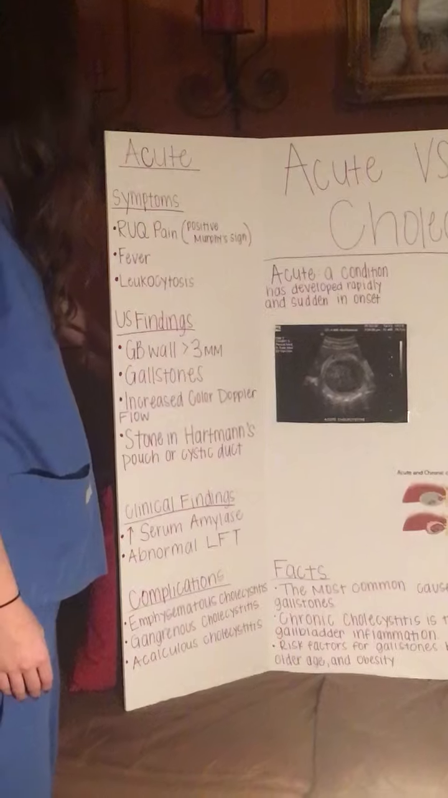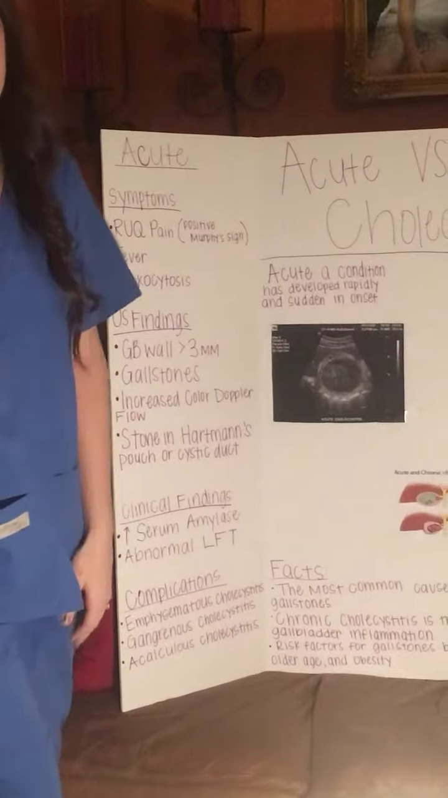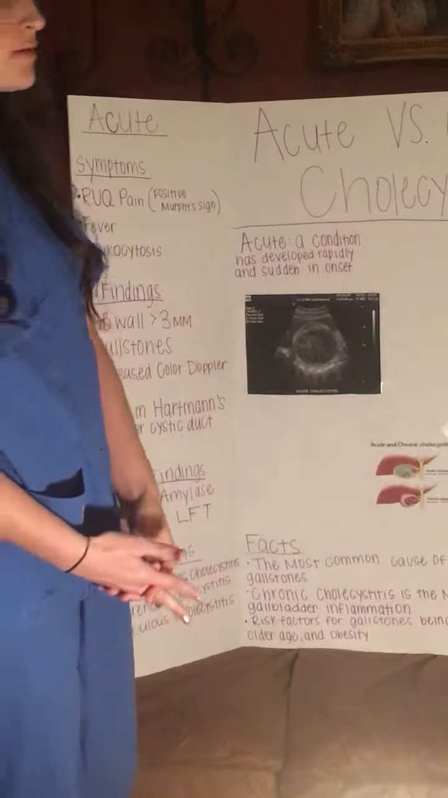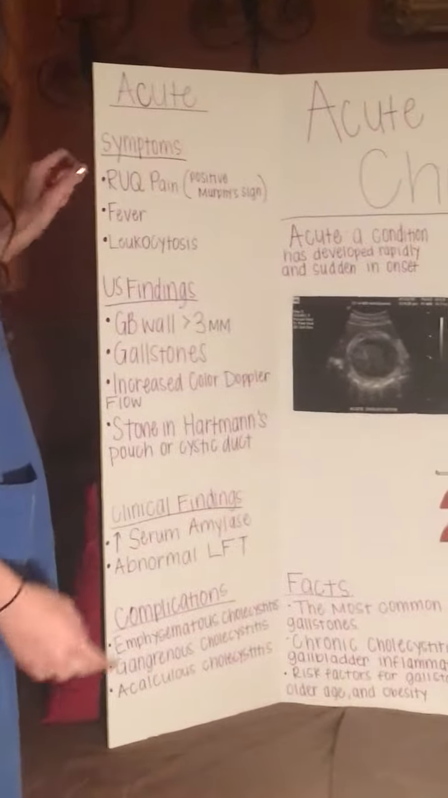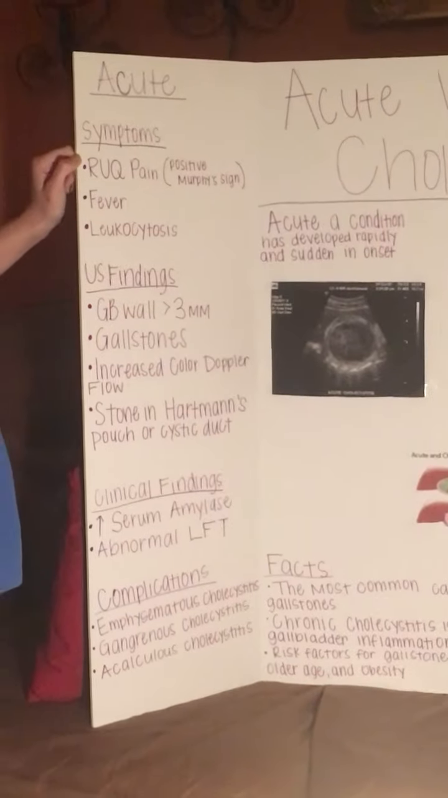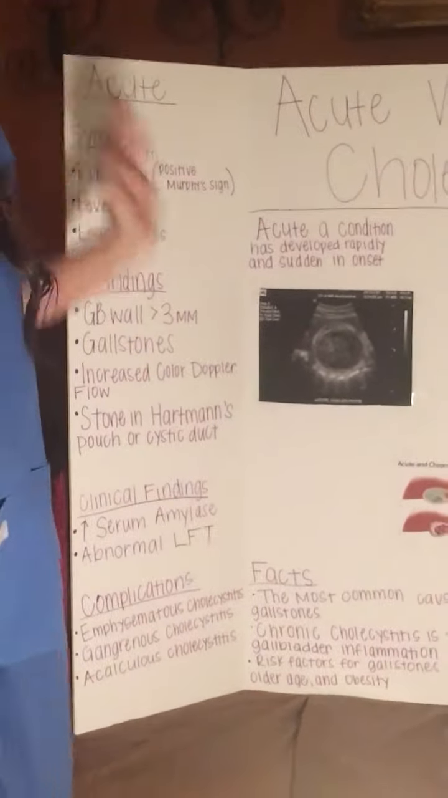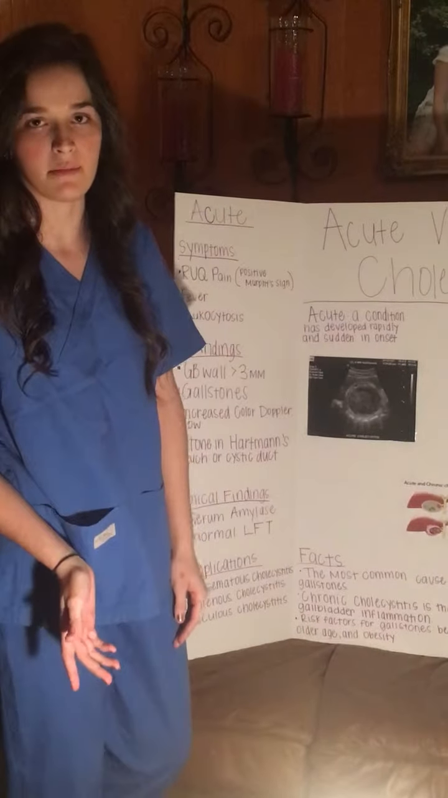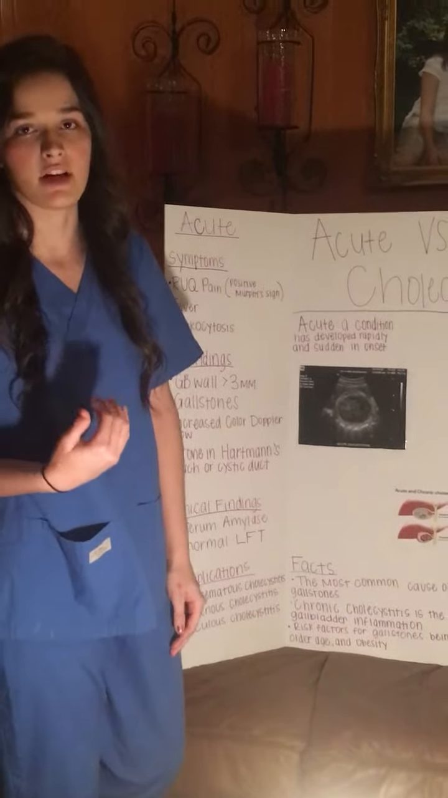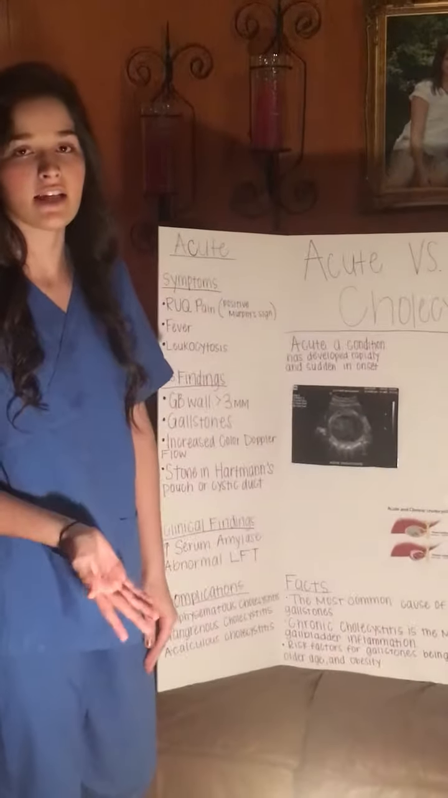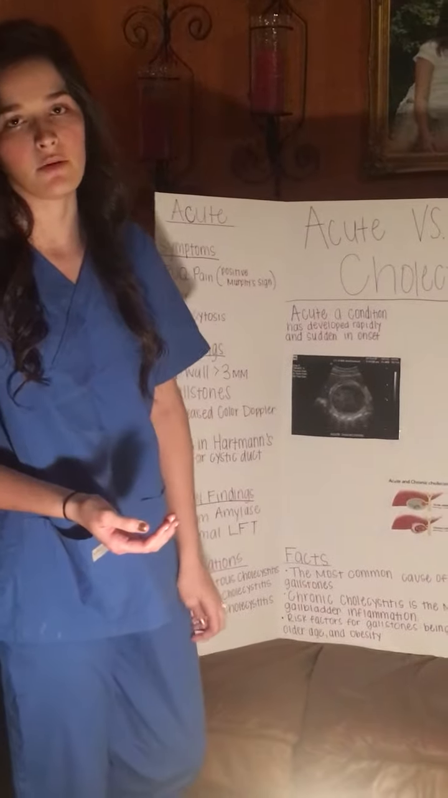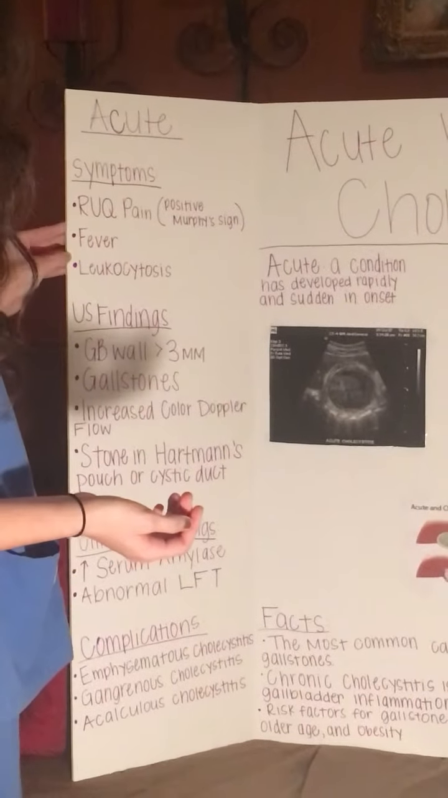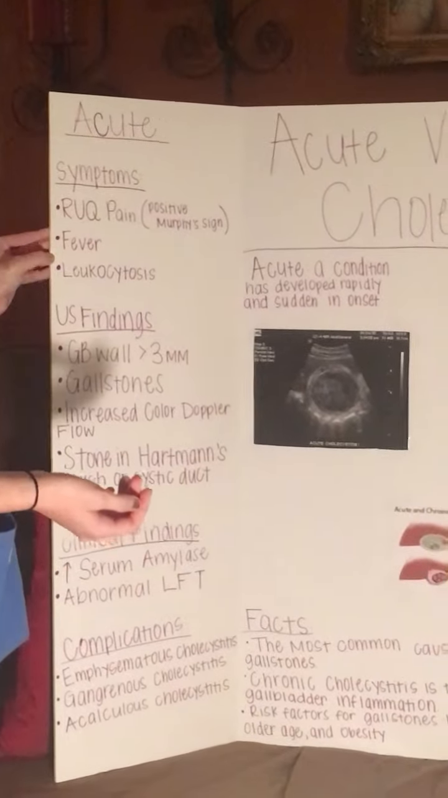Acute cholecystitis occurs suddenly and quickly, and the most common cause is gallstones. Some symptoms would be right upper quadrant pain, which is a positive Murphy sign. That would mean that while you were doing the exam, if you put your hand on their right upper quadrant and told them to breathe in deeply, then they would experience a lot of pain. If you did the same maneuver in the left upper quadrant, there would be no discomfort. Fever is also another symptom, and leukocytosis is also another symptom.